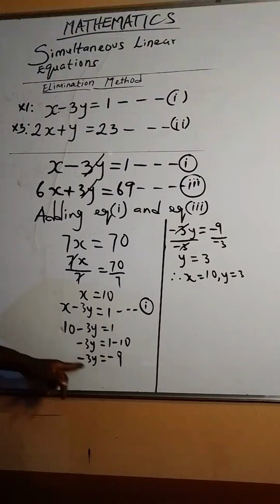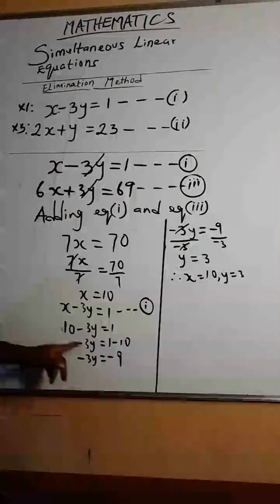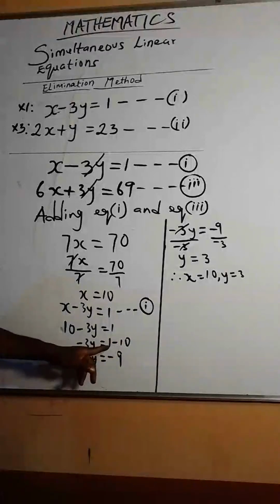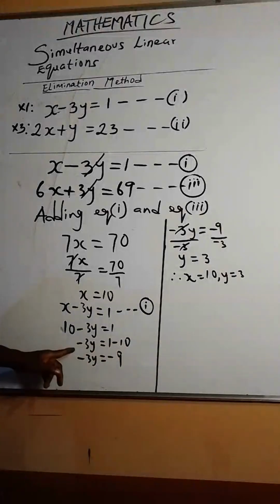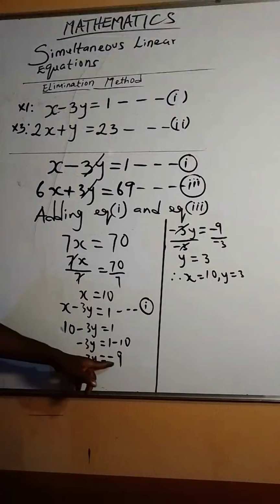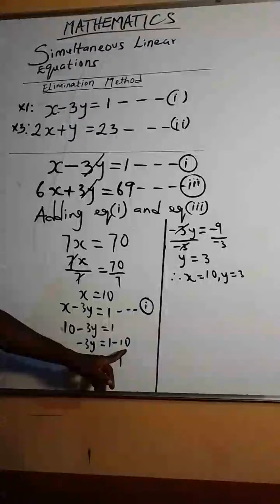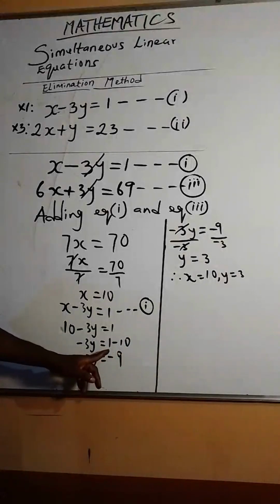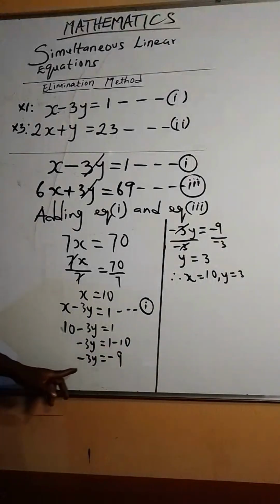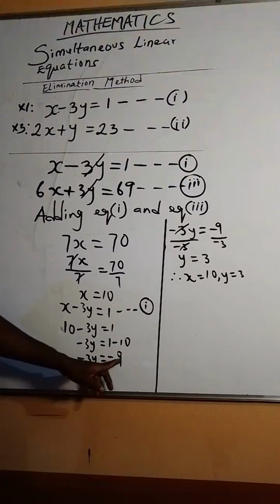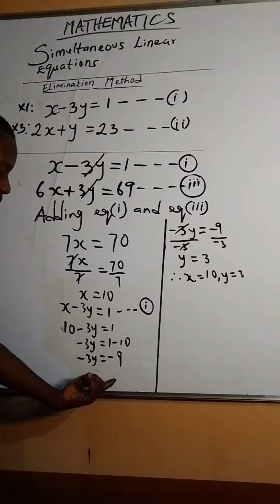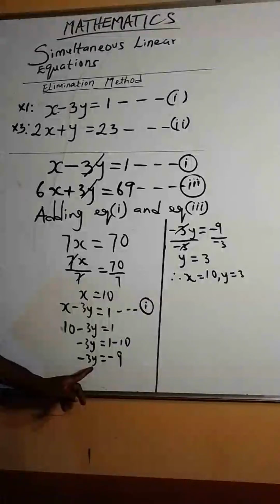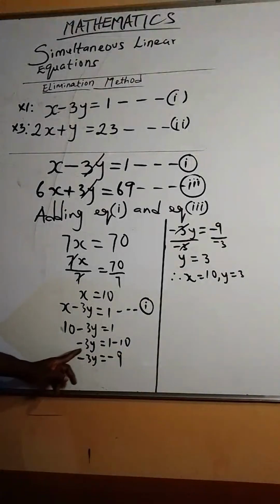Then this 10 is moved to the right hand side, and we have 1 minus 10, and we'll be left with minus 3y here. So 1 minus 10 is minus 9, because we are subtracting a bigger number from a smaller number. So that's why we have something like this. Then minus 3y equals minus 9. At this stage, we have to find y. So whatever is attached to y, we have to cancel it. So we have to divide both sides by minus 3.